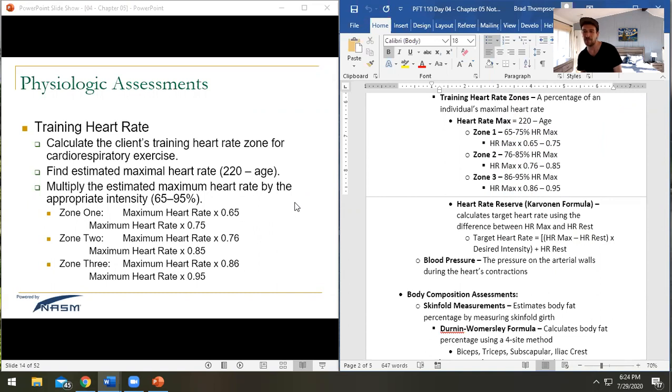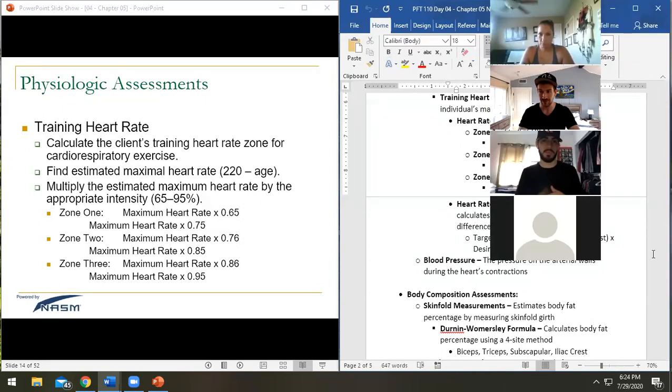So that's what your target heart rate zones are. They're your training zones. Now, the old method for doing this, the simple method, is just figuring out what your heart rate max is. Your heart rate max is simply 220 minus your age. This is always going to be your formula for heart rate max, okay? 220 minus your age. Does that sound super accurate?